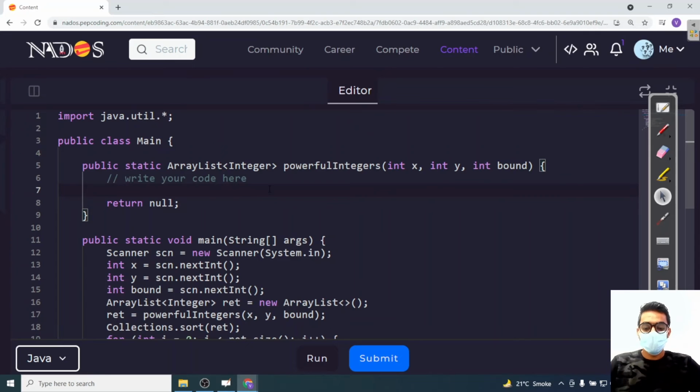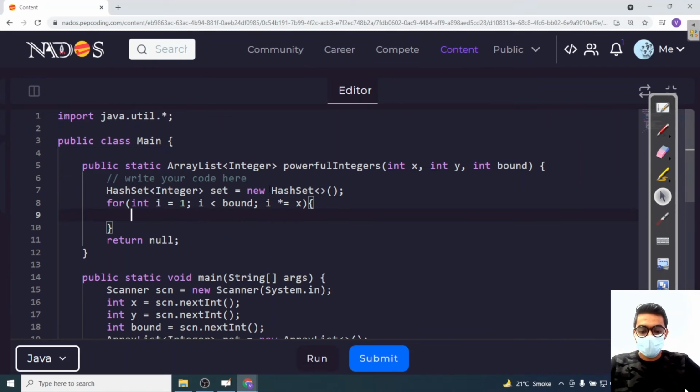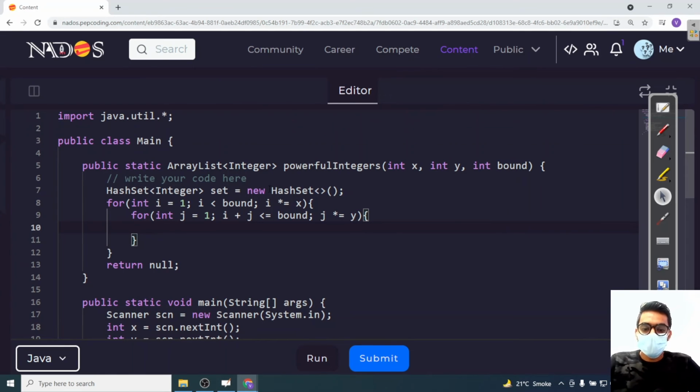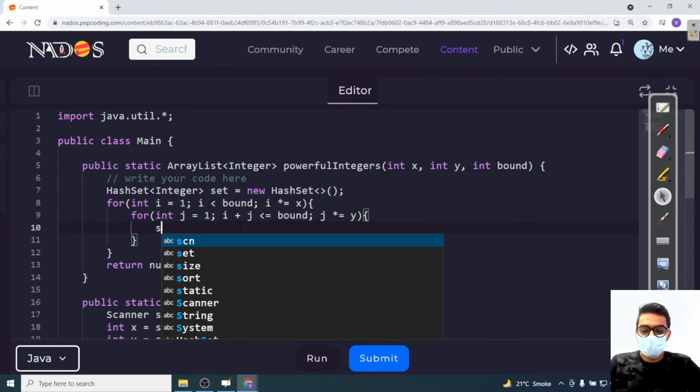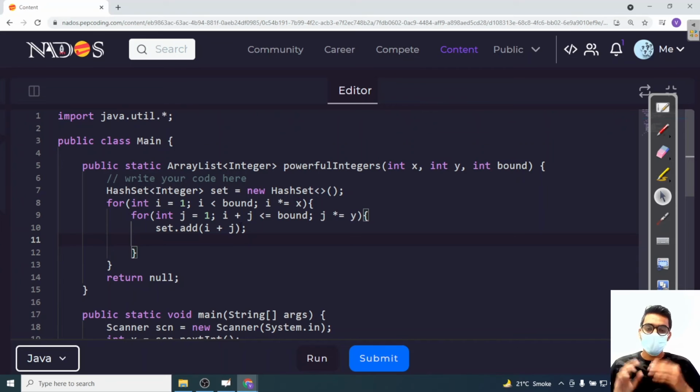We are going to use a hash set here, a hash set of integer. Now we are going to make a combination for i here. So i is starting from 1 and i is less than bound, and i multiply equals x. The second loop is for making the combination for j. It is also starting with 1, but we are writing this condition here: it should be less than or equal to bound, and we are updating j as j multiply equals y. Then set.add(i plus j), updating the combination into our set.